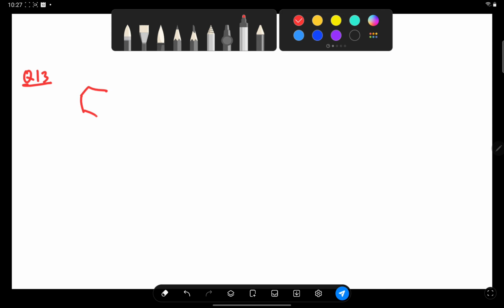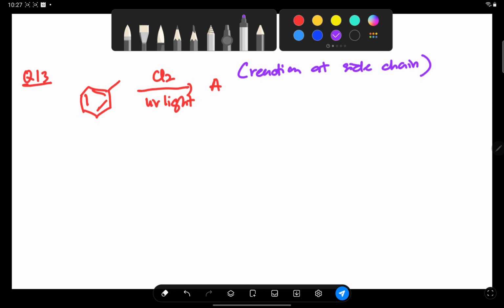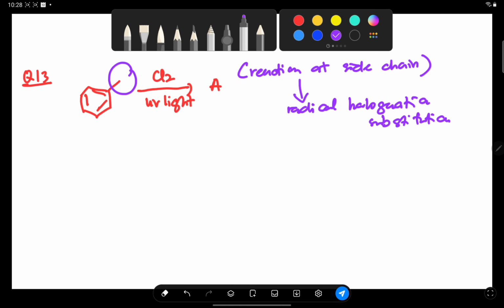Consider the following reaction. Cl2, you have here UV light, and it will produce compound A. Okay, of course, here is a reaction at the side chain. So the reaction involves radical halogenation substitution. So it will involve side chains. Side chain means it involves only the substituent. So what does it ask? It asks first to identify the structural formula for compound A.